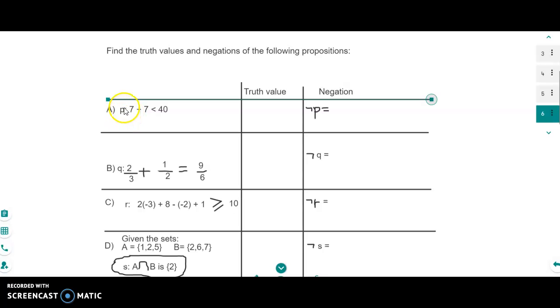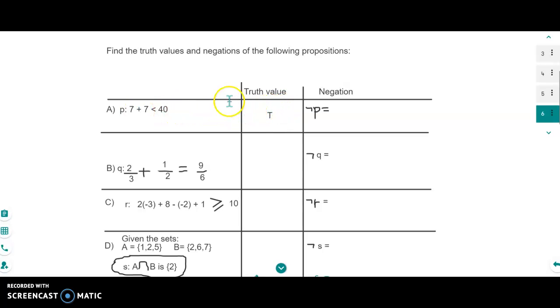In the first one, the proposition P says 7 plus 7 is less than 40. So we are going to check if that's true or false. We already know that 7 plus 7 makes 14, and 14 is less than 40. So that's true. So we can say the truth value of this sentence is true. Now we are going to find the negation. Remember, we are going to build the table before, and we are going to answer everything that they are asking to do.